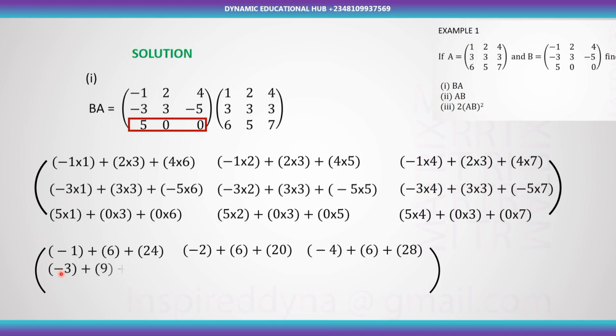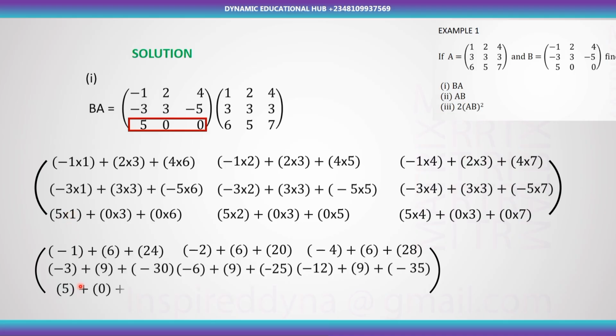Minus 1 times 3, minus 3, 3 times 3, 9, minus 5 times 6, we have minus 30. This minus 3 times 2, we have minus 6, 3 times 3, 9, minus 5 times 5, minus 25. Move to this one. 3 times 4, minus 12, 3 times 3, 9, minus 5 times 7, minus 35. Move to the last row.